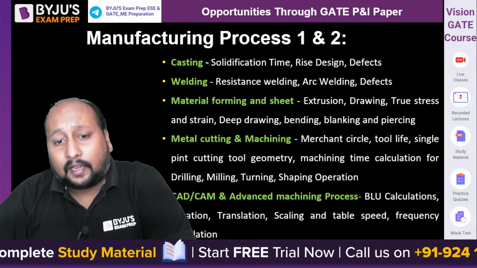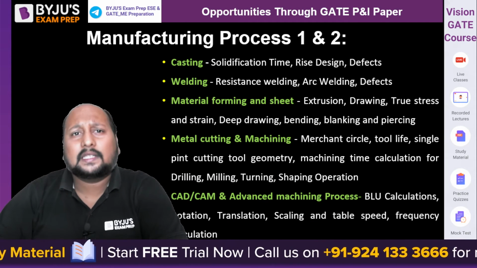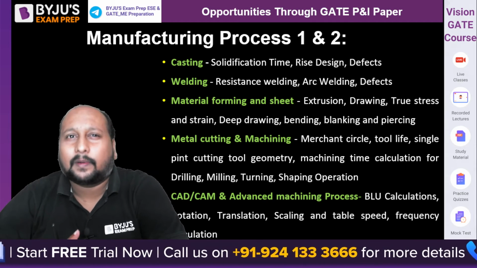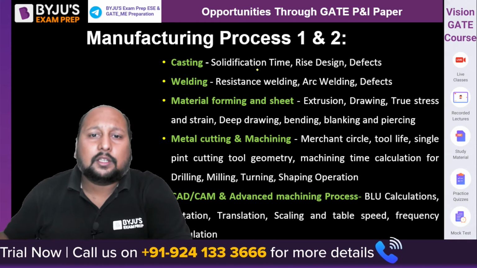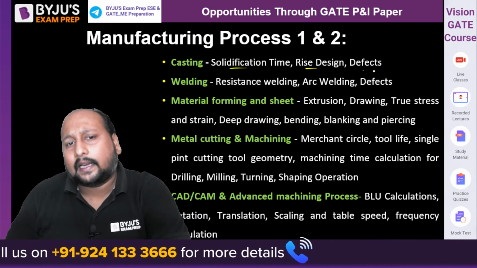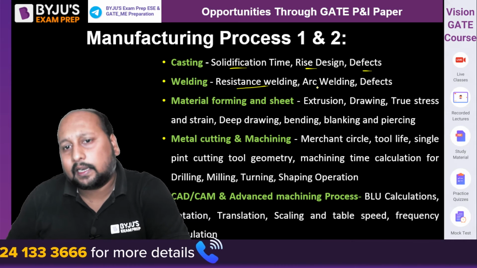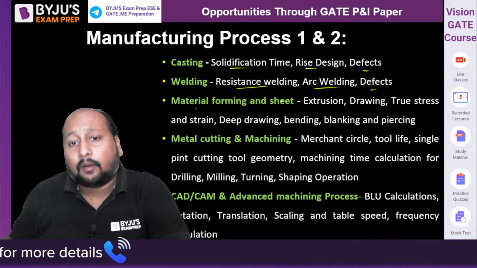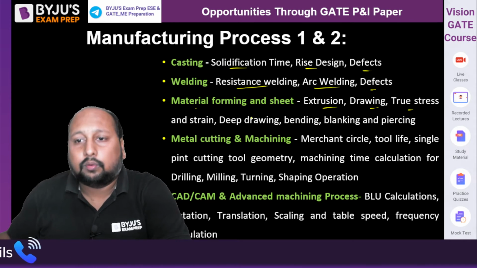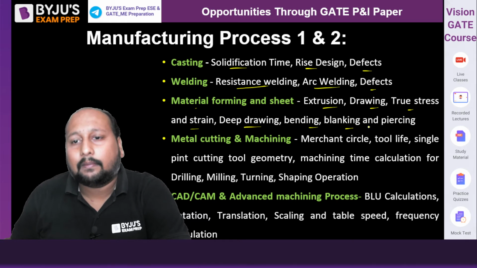But if I talk about manufacturing, there are some topics that you need to cover additionally, like 5% of additional syllabus. From casting: solidification time, riser design and defects. From welding: resistance welding, arc welding, defects. Material forming and sheet metal: extrusion, drawing, true stress and strain, deep drawing, bending, blanking and piercing.